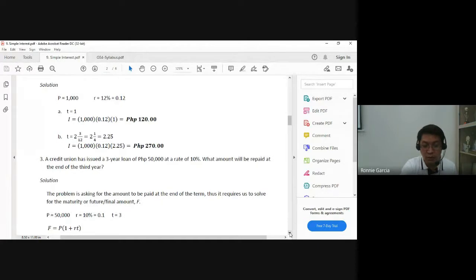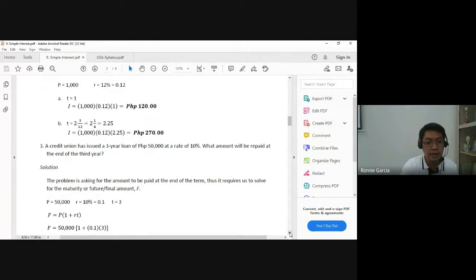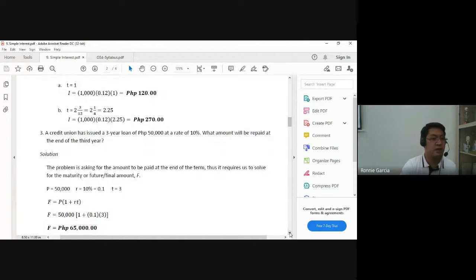So kung gamitin to natong formula nga F is equal to P times the quantity of 1 plus RT, then makuha na to ang tamang answer. Pwede po ka itong isa nga, F is equal to P plus I. Pwede gihapon to siya. Either way, the correct answer is 65,000 pesos.